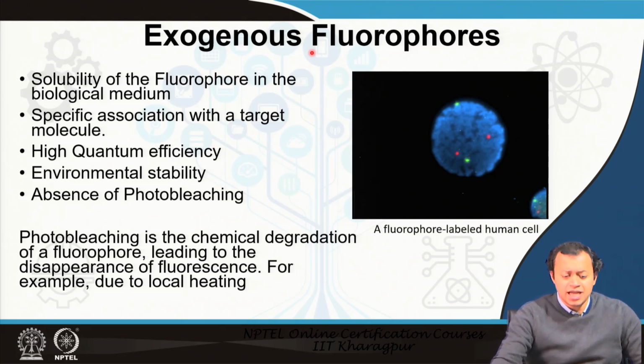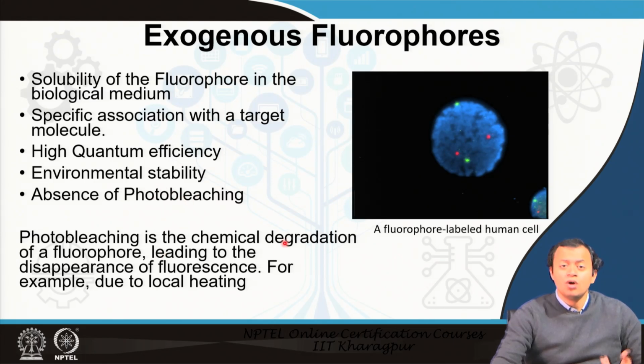There are certain properties that need to be associated with fluorophores. They need to be soluble and stable in the biological medium. There is no point if it is unstable. They have to be very, very selective. The molecule has to attach at specific regions of the cell. This is a fluorophore-labeled human cell. This exogenous fluorophore, the molecule that fluoresces and emits, has to attach at specific areas only, not randomly anywhere, and it should obviously have high quantum efficiency, environmental stability, and absence of photobleaching.